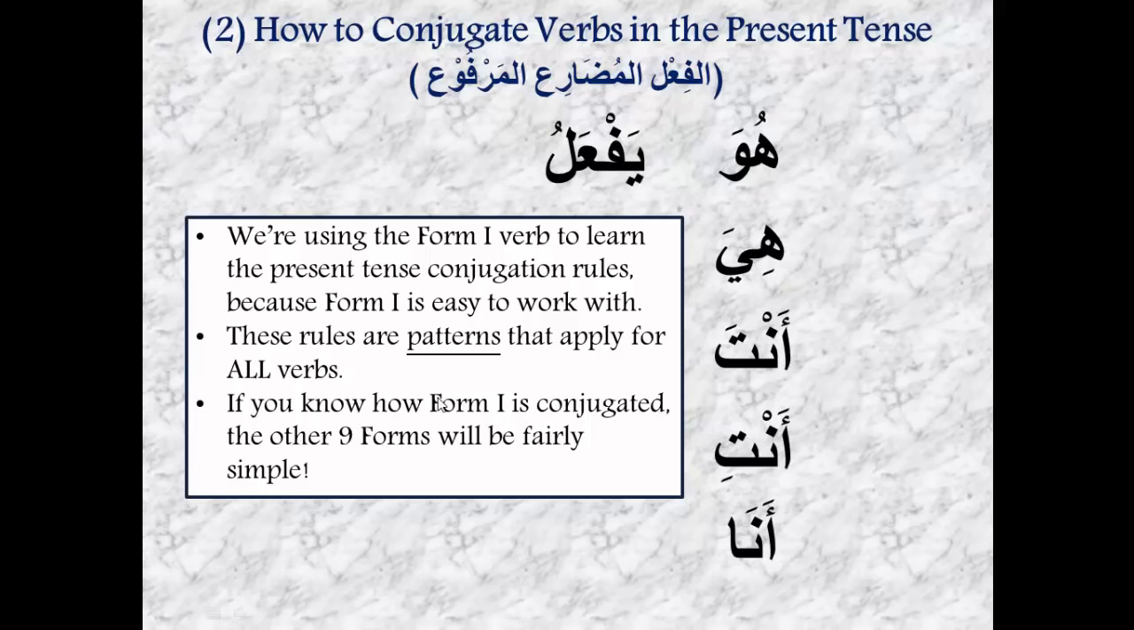So the verb yaf'alu, huwa yaf'alu, is in the present fi'l mudari' marfu' tense. This means he does. And just like with the past tense verb, we can have a different middle vowel. So we can have yaf'alu with a fatha, or yaf'ulu with a dhamma, or yaf'ilu with a kasra. Yaf'alu, yaf'ulu, or yaf'ilu. And this variability cannot be predicted. So whether the middle vowel is a kasra, a dhamma, or a fatha depends on the verb itself. It's inherent to the verb and must be memorized.